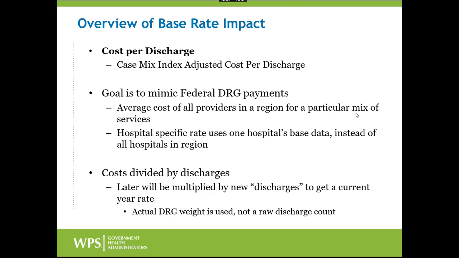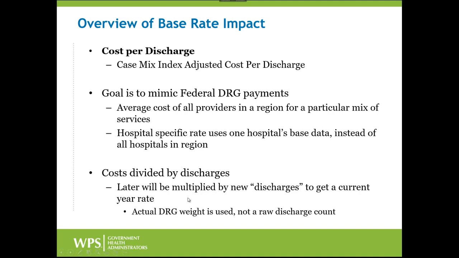The hospital-specific rate, as the name implies, is specific to that one hospital and their base year data. So instead of using a rate developed based on all hospitals in the region, you get to use your own rate based on historical data. Again, it's not cost reimbursement like a critical access hospital, so it's not that year's cost data, it's some base year's cost data. So cost per discharge is, of course, a cost divided by the total number of discharges.